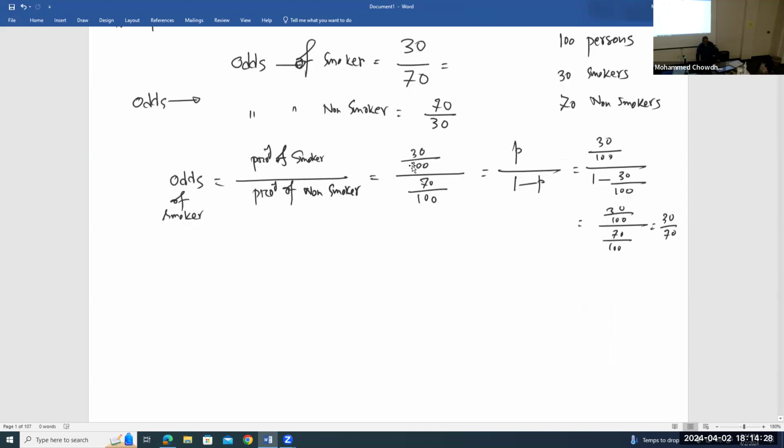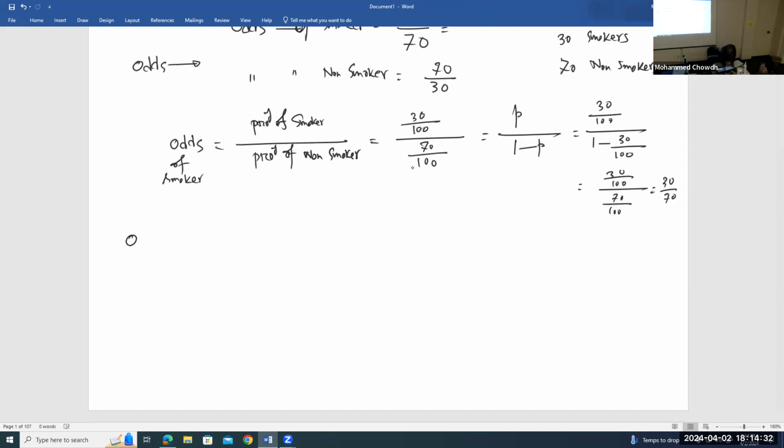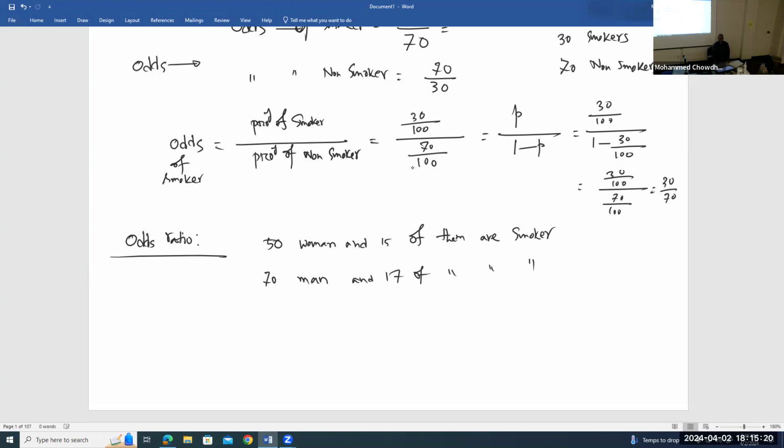Your final exam will be conceptual, okay? Now, what is odds ratio? Odds ratio. So in the population, suppose there are 50 women and 15 of them are smoker. Okay? There are 70 men and 17 of them are smoker, right?